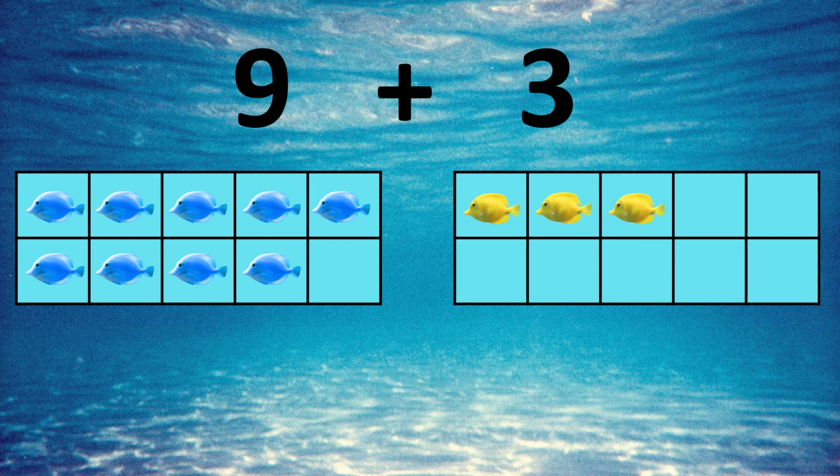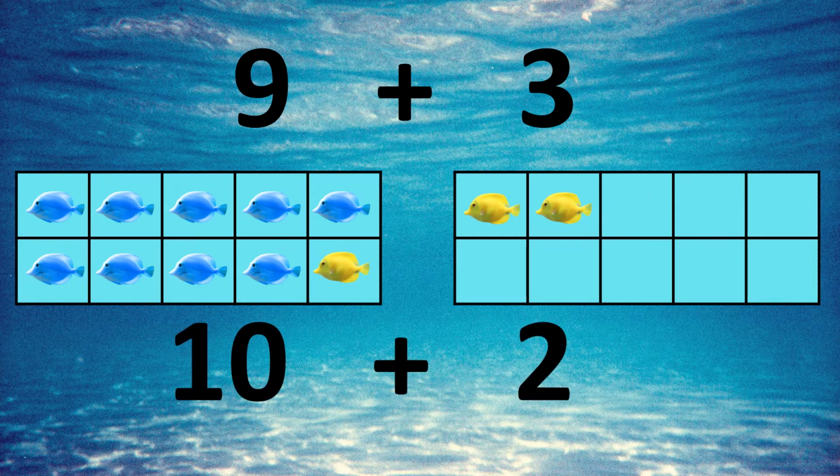This model shows 9 plus 3. 9 blue fish plus 3 yellow fish. I want to fill my blue fish frame so that there are 10 fish. I'll move one of my yellow fish over. When I do that, I now have 10 fish in the first frame and 2 fish in the next frame.